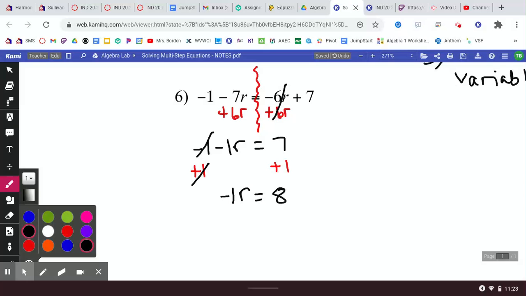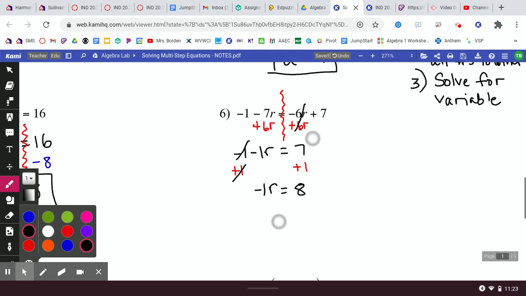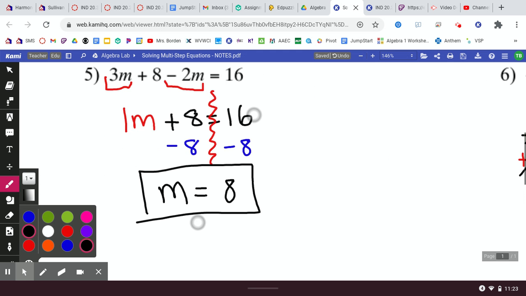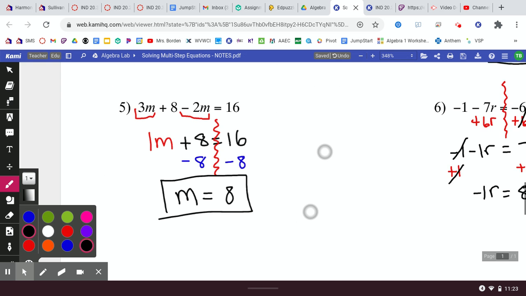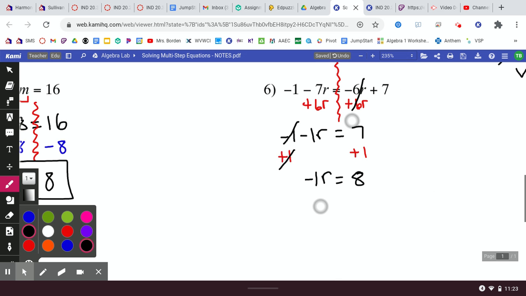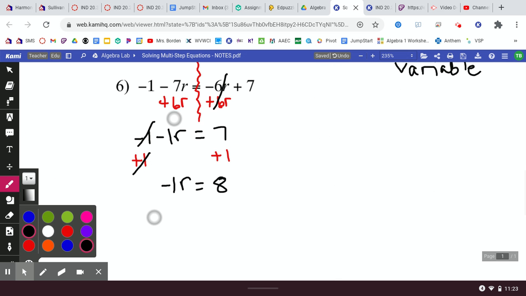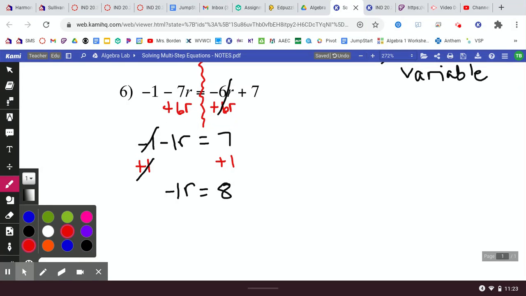Now, is my r by itself? What needs to go? If it was just a plain 1 like here, we can just not write it because it's a +1. But because it's a -1, we have to divide by, because it's attached with multiplication, remember? So we have to divide by -1 and divide by -1 to get that negative off of there. And when we do that, now we're left with r equals, and then 8 divided by -1 is -8. Okay?